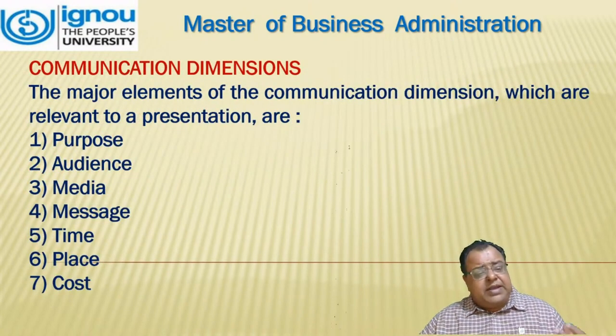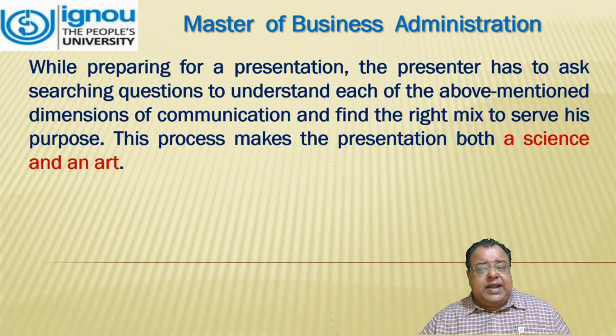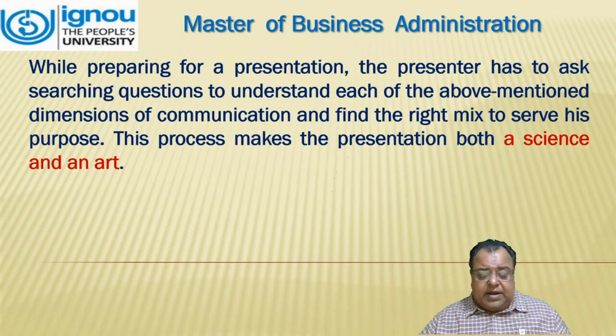Communication dimensions. The major elements of the communication dimensions which are relevant to a presentation are purpose, audience, media, message, time, place, and cost. While preparing the presentation, the presenter has to ask searching questions to understand each of the above mentioned dimensions of communication and find the right mix to serve his purpose. This process makes the presentation both a science and an art.